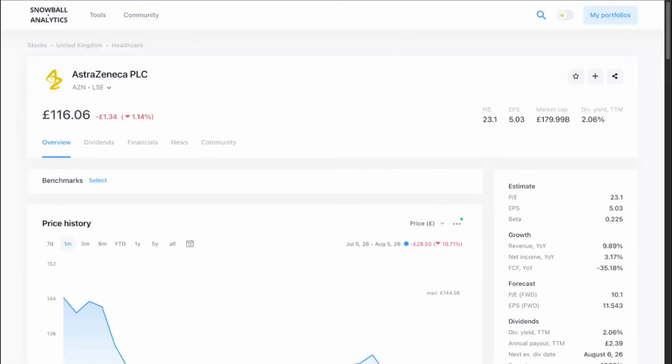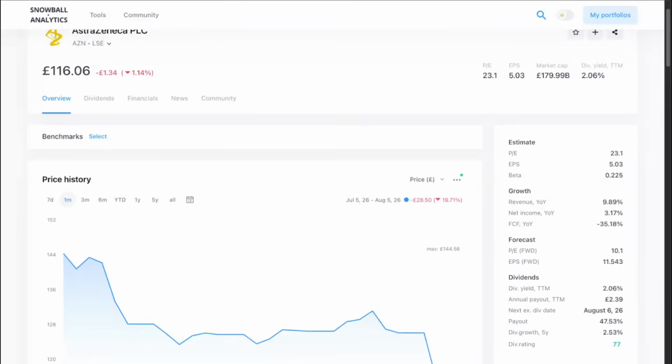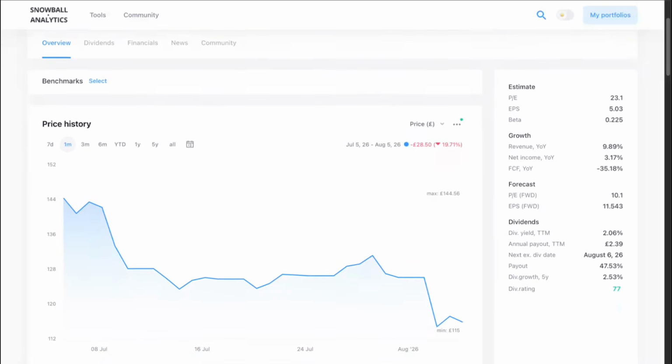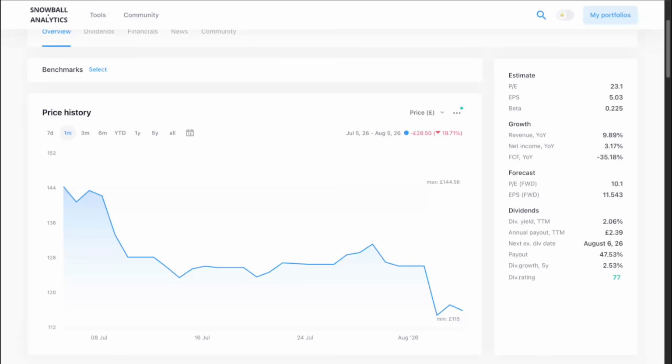If you guessed AstraZeneca, stock ticker AZN, then you would have been correct. That's right, I'm going to be adding 1 share of AstraZeneca to the portfolio because it's recently had a share price weakness that's been driven by reports of early stage takeover talks with Bristol Myers Squibb.